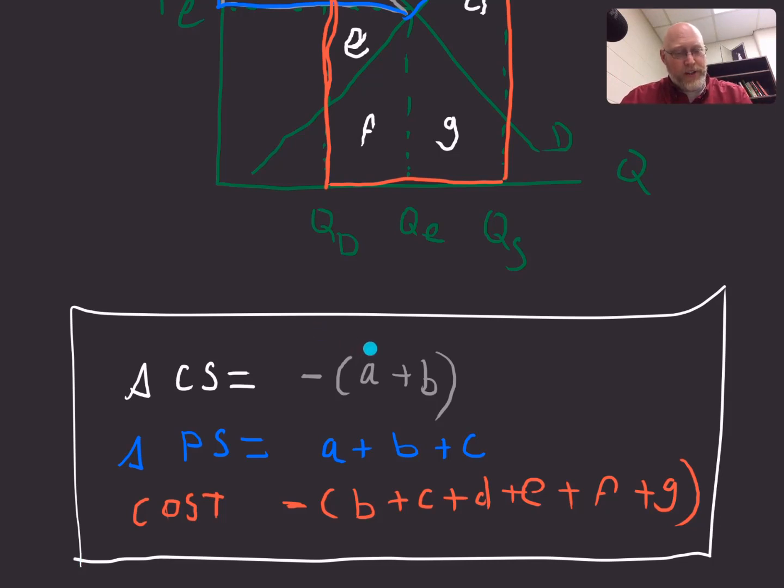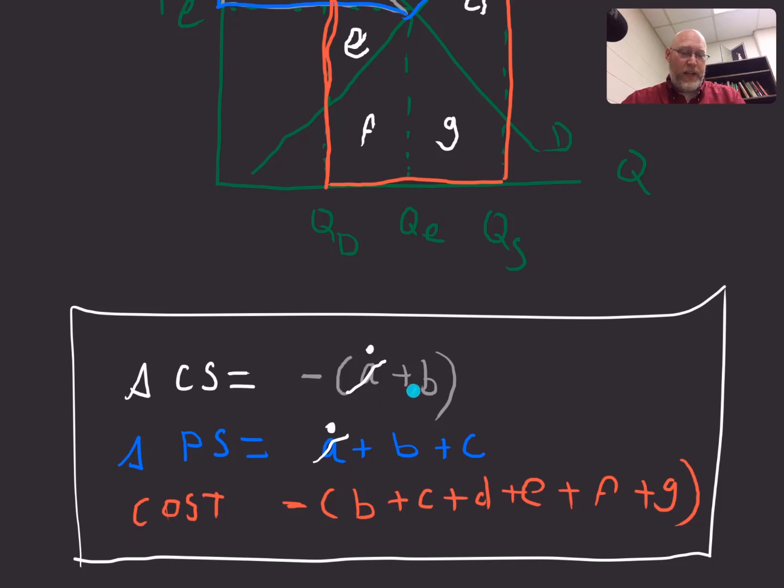Well, right here in the change in consumer surplus is a negative A, and here in the change in producer surplus is a positive A. If you add those two together, you would basically get A minus A, and A minus A is 0. And so these two areas cancel each other out. So the A's cancel each other out.